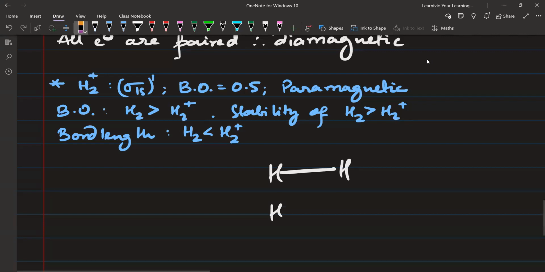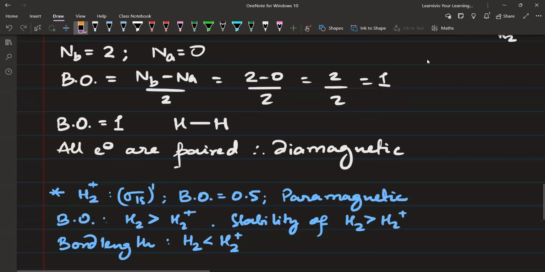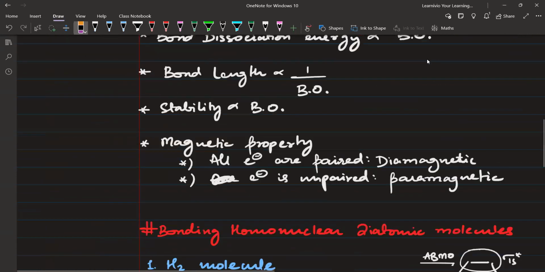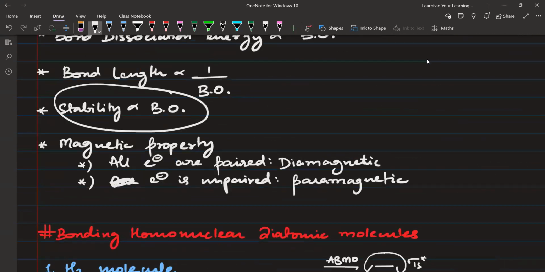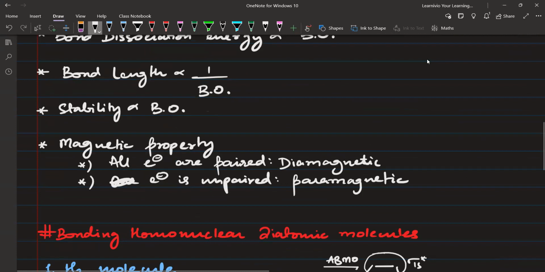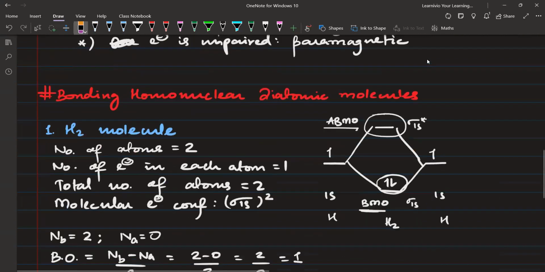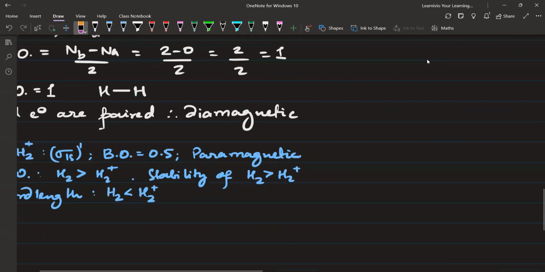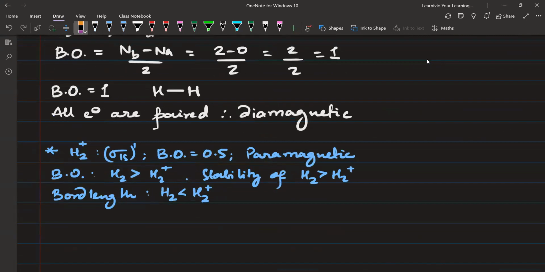What are you talking about? Bond strength, hey brother, stability was already written down. Stability is directly proportional to bond order. If the number of bonds is more, the stability will be higher. Zainab, what has happened? Yes, sir. I got it now. Got it now? What were you thinking? You thought 0.5 means smaller, so it would be closer, you were thinking that, right?